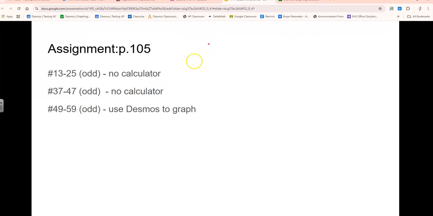So on the assignment for this, 13 through 25 odd, these are finding vertical asymptotes. They should be quick, right? The most you should have to do is factor there. 37 through 47, I want you to try these without a calculator, where you're trying to figure those out in your head. 49 through 59, you can use Desmos to graph to see what's happening there, okay? So the only ones that should take much time should be those middle ones. And if you get desperate, just type them in and look at them. And that's the last slide there. It goes to 59, so make sure you take a picture of a couple pages there.